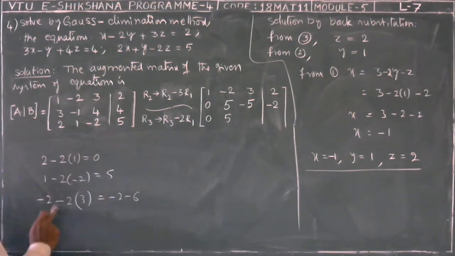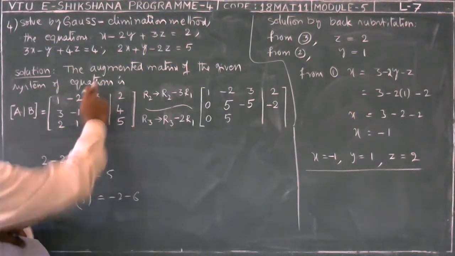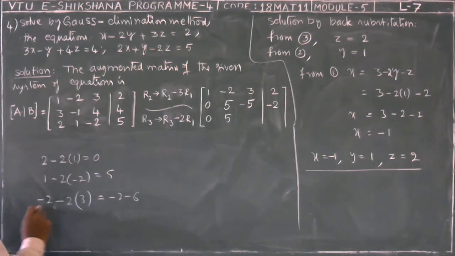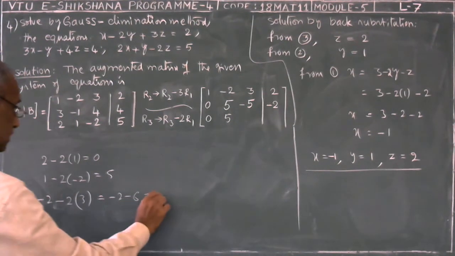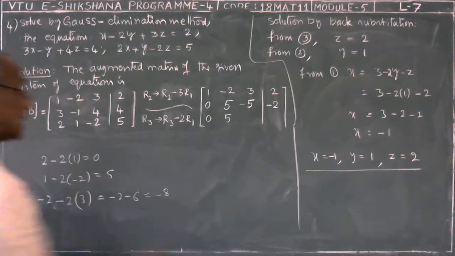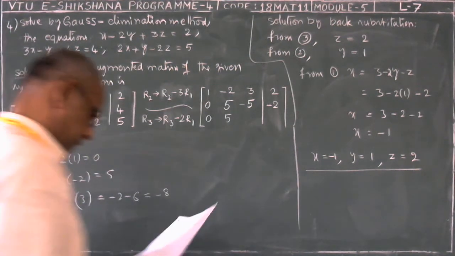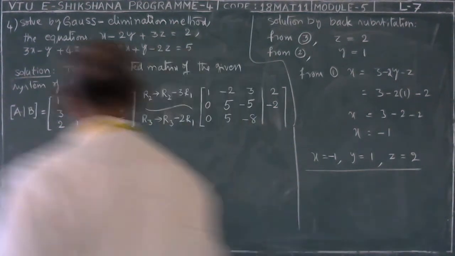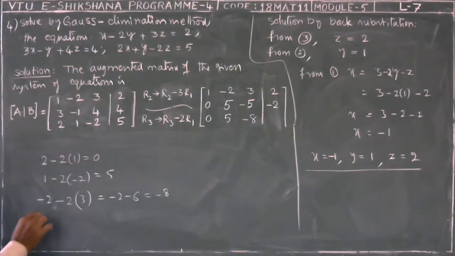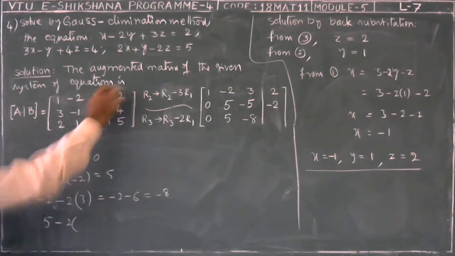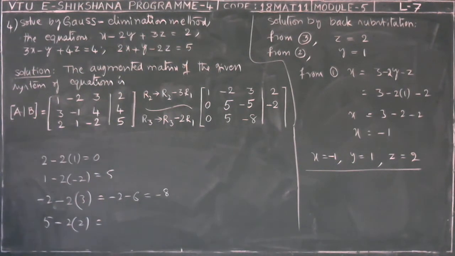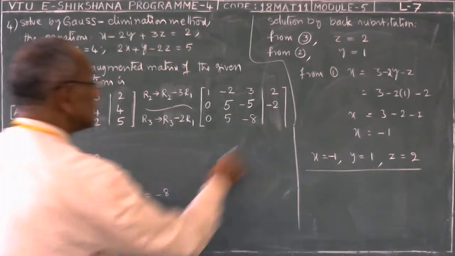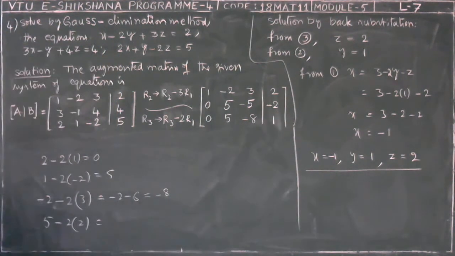R1, plus 3, minus 2, minus 6, minus 8. Then 5 minus 2, the corresponding element is 2. 5 minus 4, that is 1.